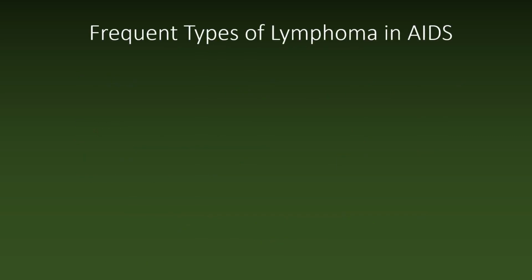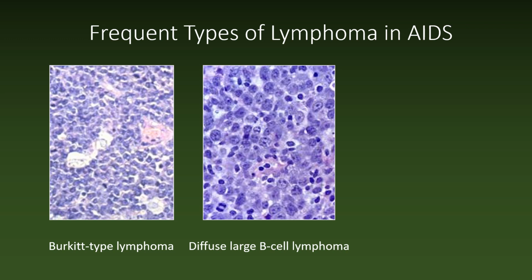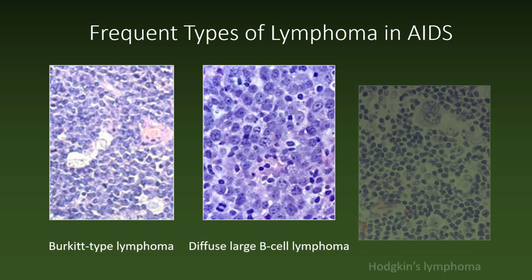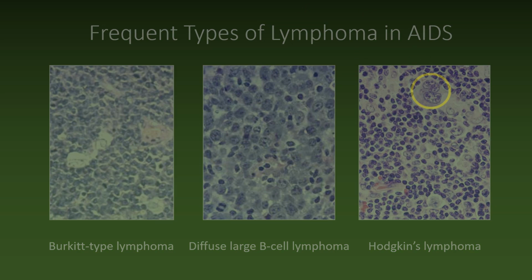Histologically, the frequent types of lymphoma are the Burkitt-type lymphoma, with its characteristic white patches on a blue background, the quote-unquote starry sky appearance, the diffuse large B-cell lymphoma, and Hodgkin's lymphoma. Note the pathognomonic Reed-Sternberg cell.